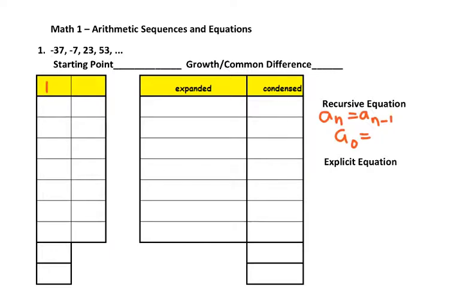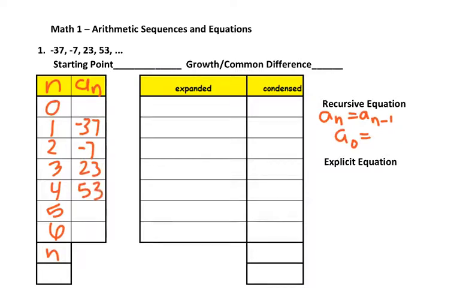So remember, okay, this is our n, this is a sub n, our input and our output, and we always have our 0 term, our first, our second, our third, our fourth, fifth, sixth, and so on. We could just put our nth term. So our negative 37 isn't the 0 term. It's the first term. Okay, pretty simple to fill that out. Okay, and then can we figure out the pattern and keep going?